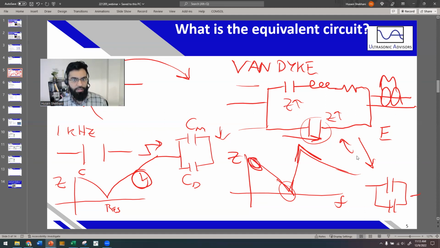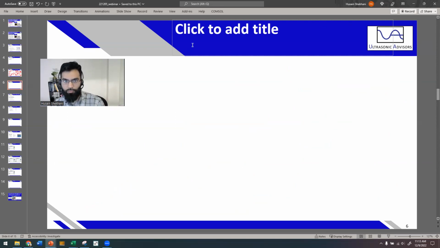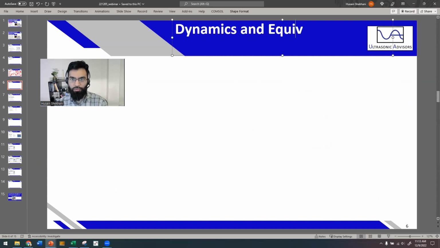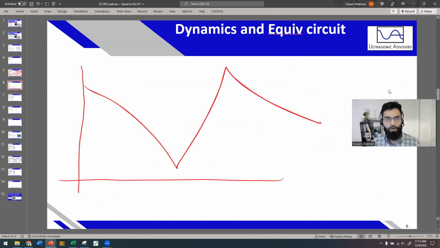So I'll just rehash that on another slide here. We're talking about dynamics and the equivalent circuit. So again, let's draw it. You have your capacitive behavior. Basically, that's your dual capacitor, but when you measure it, you only measure one, obviously. And then here is your LCR circuit. That's the mechanical part.